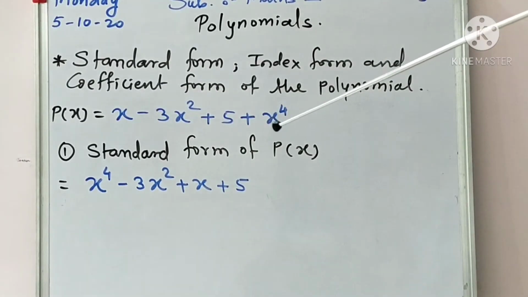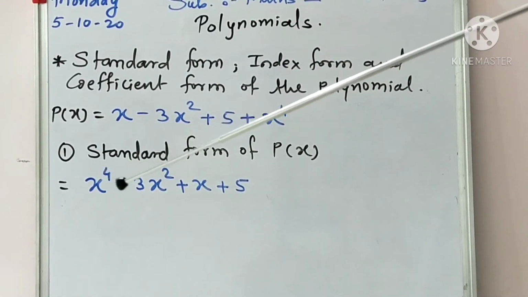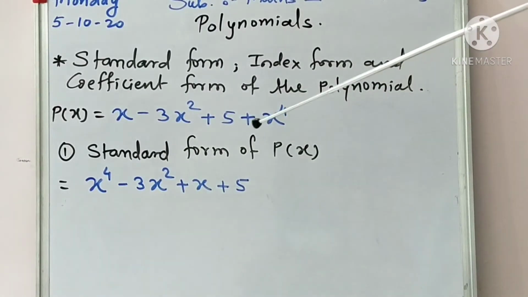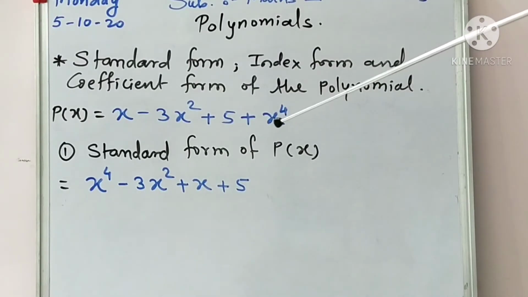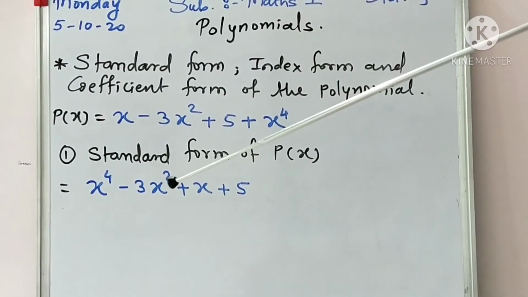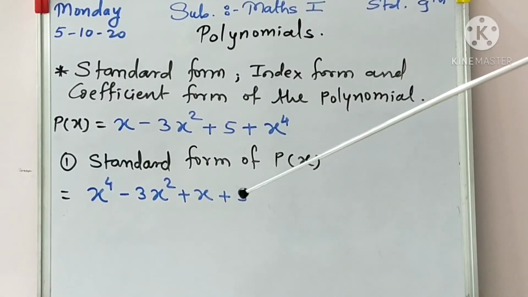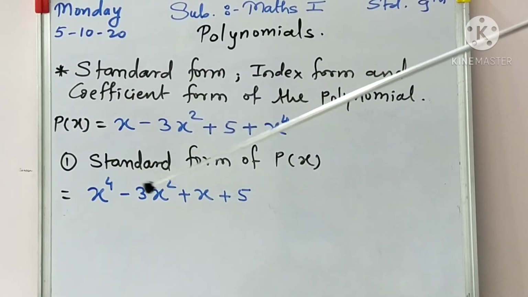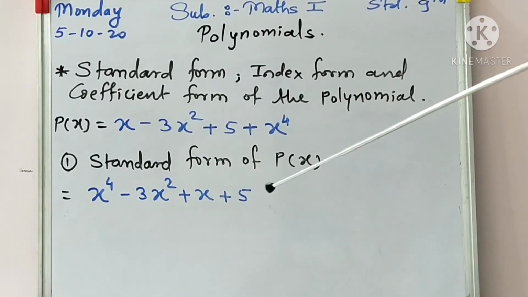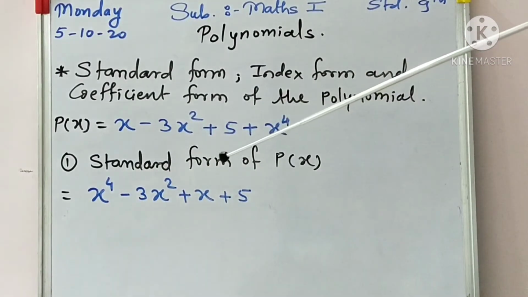Here we have 4 terms, and to write down its standard form, students, we arrange all the terms in descending order of degree. First we write the term with the highest power, x raised to 4, then the next term is minus 3x square, then we write x, and then the constant term 5. Okay, getting this? So as we notice here the powers are now 4, 2, 1 and 0, which means descending order of power. Okay, this is known as its standard form.